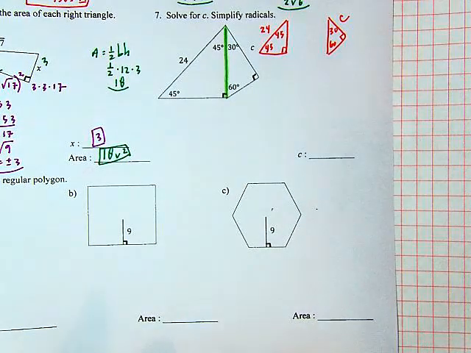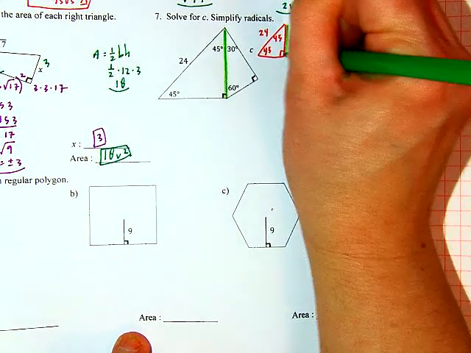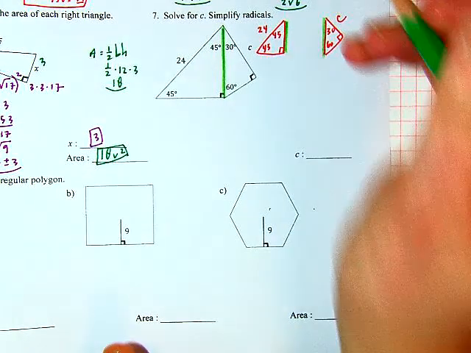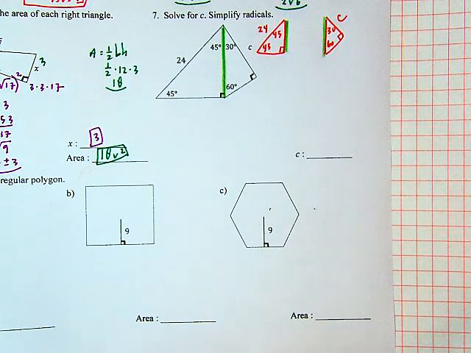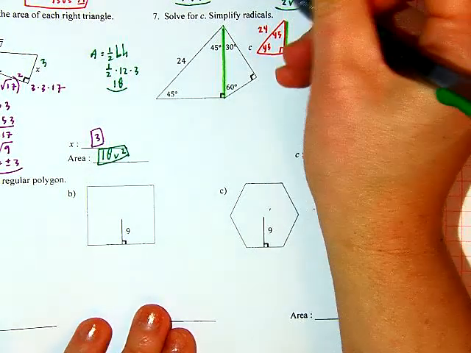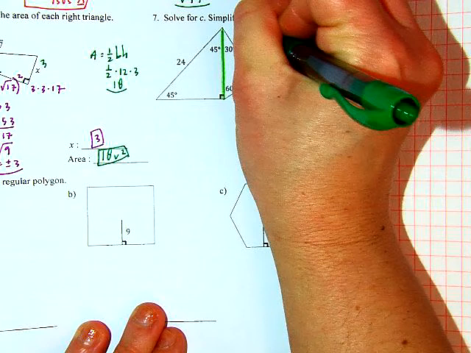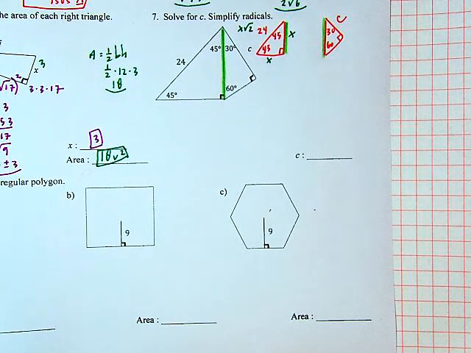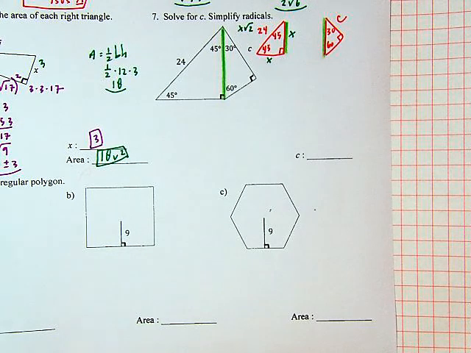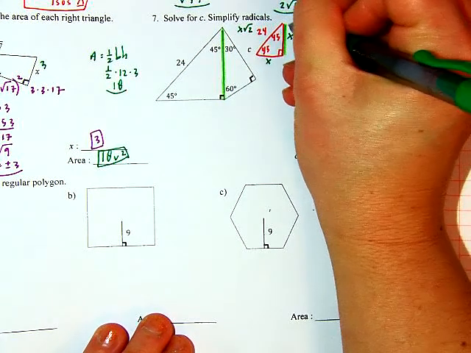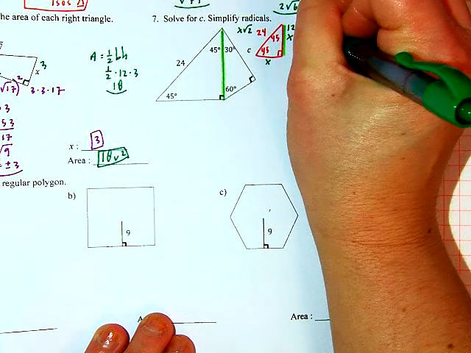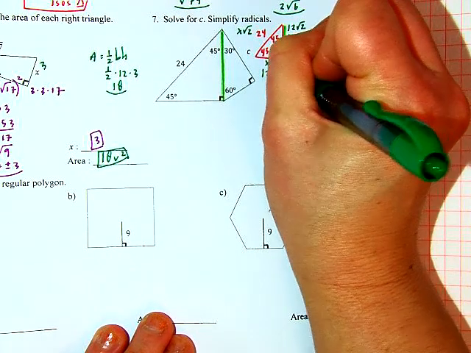Okay, I'm going to remind you that we have that common side, that shared side right there. So now, on the left, I have a 45, 45, 90. So I have x, x, and x root 2. So now my x root 2 side is 24. So my shortcut is to take half and multiply by root 2. So I'm going to get 12 root 2 here and here.